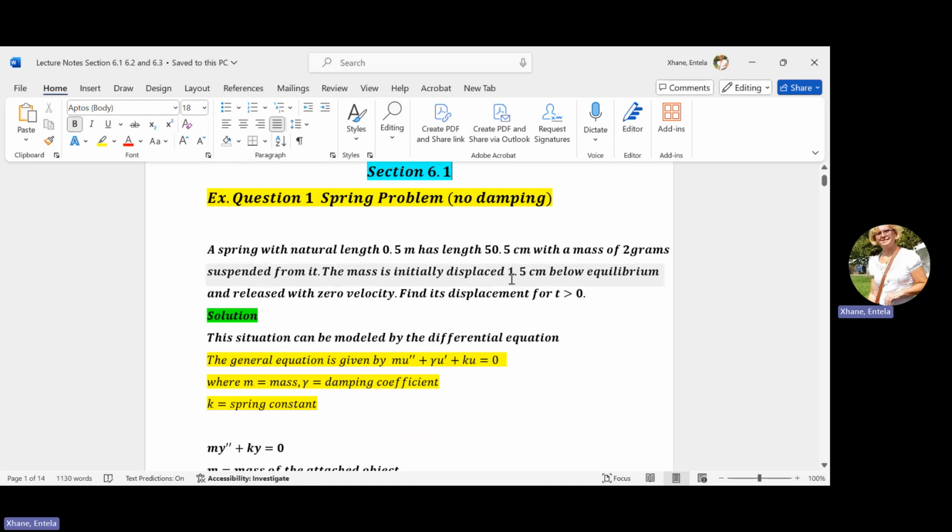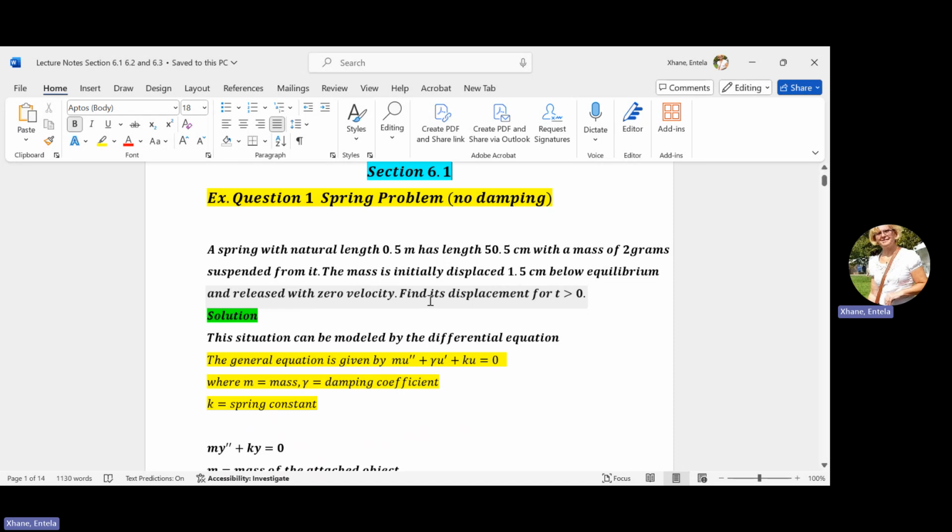So what is the application that we are dealing with? We have a spring with natural length of 0.5 meters. So this is the natural length. It has length 50.5 centimeters with a mass of 2 grams suspended from it. So the natural length is 0.5 meters, but when a mass of 2 grams is suspended from it, that length becomes 50.5 centimeters.